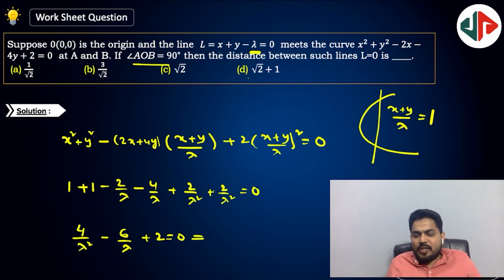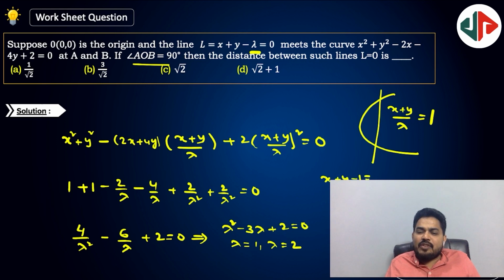So 4 by lambda square minus 6 by lambda plus 2 is equal to 0. So what are you going to get? Lambda square minus 3 lambda plus 2 is equal to 0. So lambda is equal to 1 and lambda is equal to 2. So those lines are x plus y minus 1 is equal to 0 and x plus y minus 2 is equal to 0.